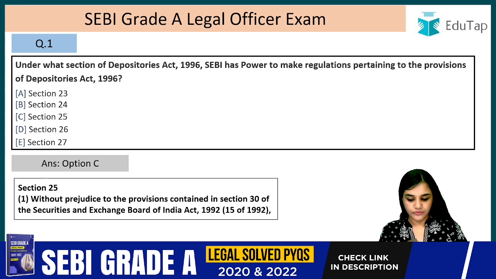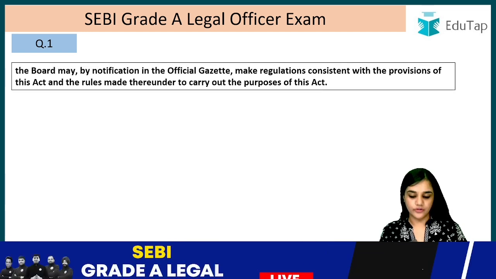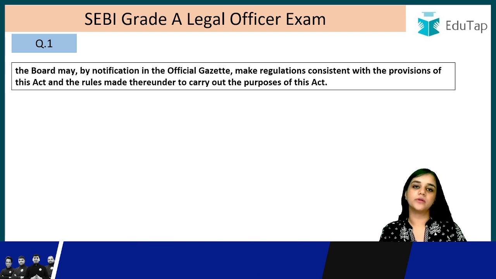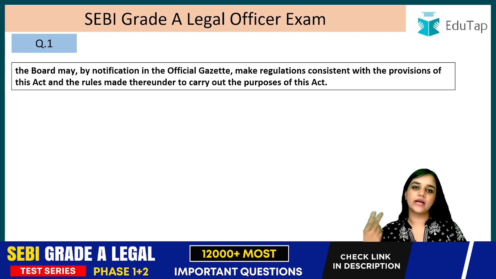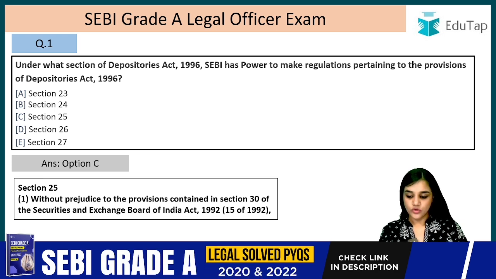Without prejudice to the provisions contained in section 30 of the Securities and Exchange Board of India Act 1992, the board may, by notification in the official gazette, make regulations consistent with the provisions of this Act and the rules made thereunder to carry out the purpose of this Act. The regulations to carry out the purpose of this Act, right? Who can do that? SEBI. Under what section? 25, right? So the answer is option C, that is section 25.